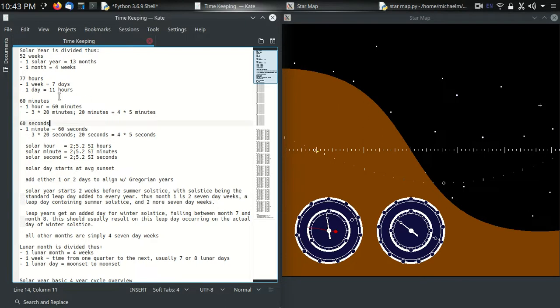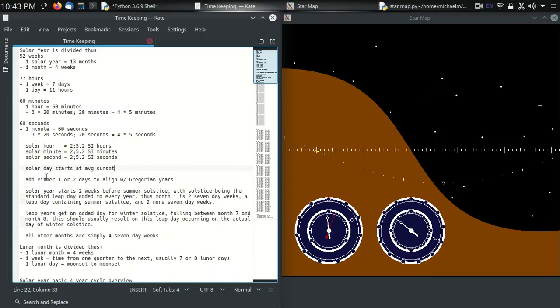Now, because our day only has 11 hours instead of 24, your solar hour is 24 elevenths of an SI hour. And this percolates down through minutes and seconds as well. They're all that ratio, 24 elevenths of the SI analog.